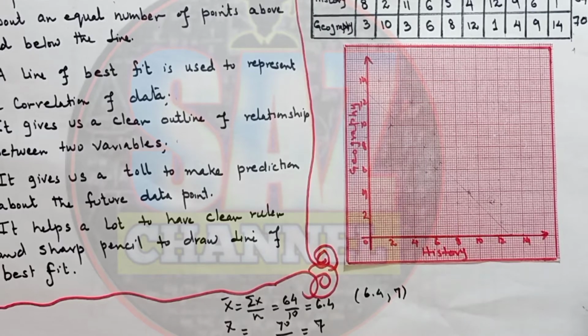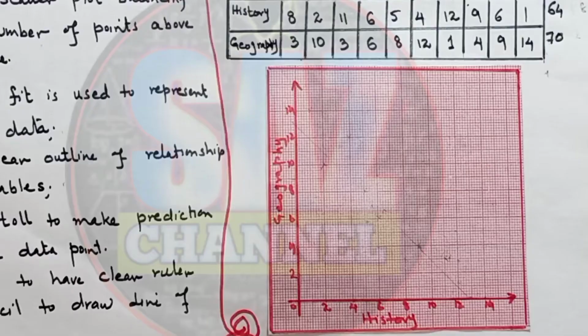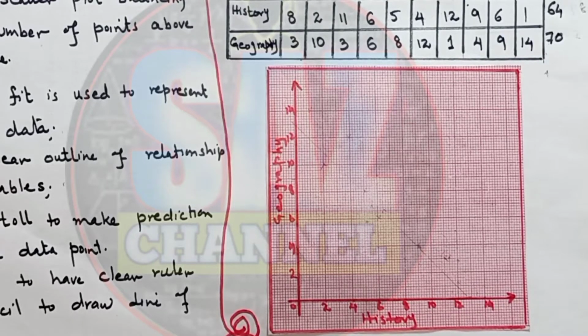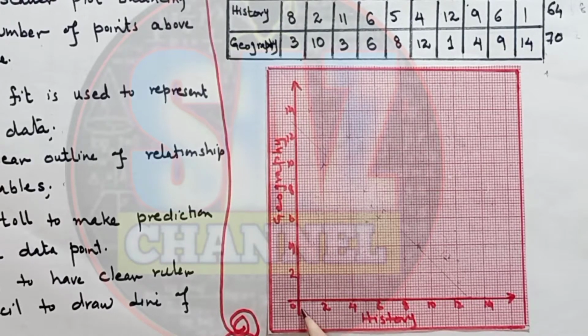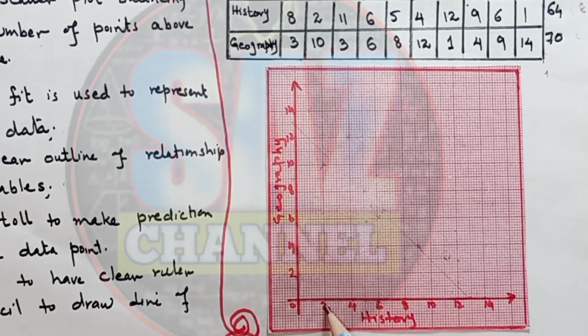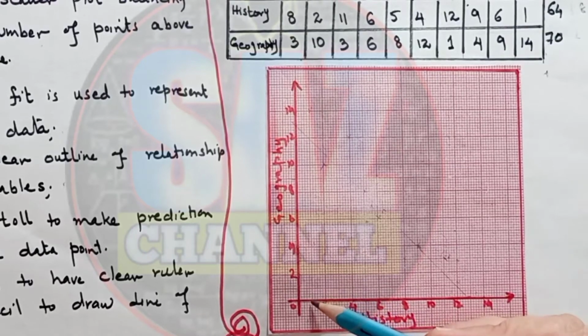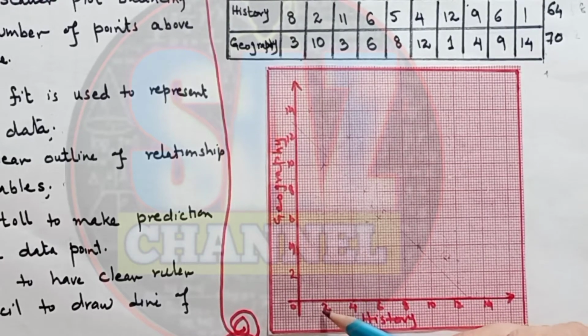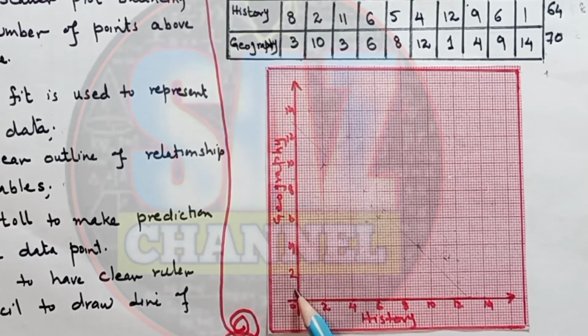What is the use of this mean point? I'll tell you later. Now start plotting the points carefully. It's important to understand the scale first: on the x-axis we have a scale of 1 centimeter equals 2 units. So every fifth block will be representing 1, and the same for the y-axis, 1 centimeter equals 2 units. So for 5 blocks it will be 1.